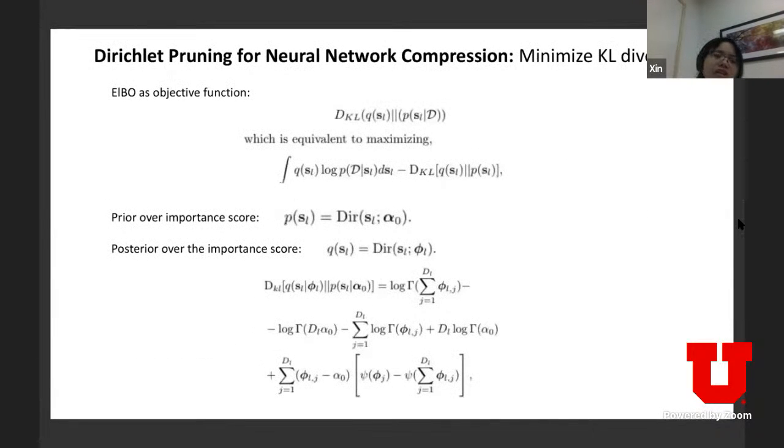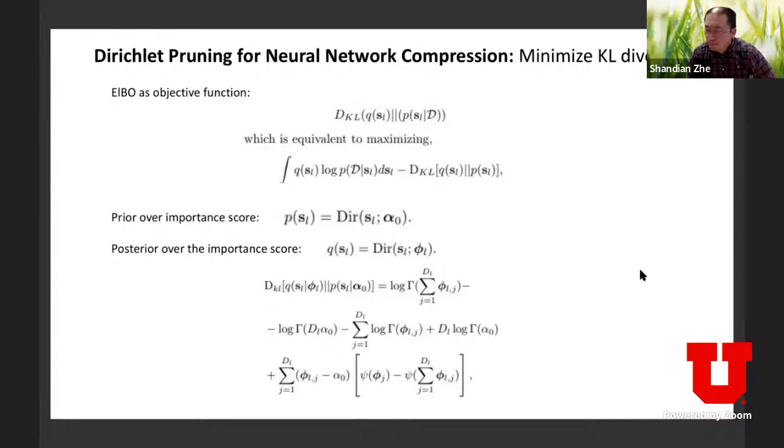So for the Dirichlet pruning, there is not much difference. It also uses the same objective function, and the difference is the prior and the posterior for the parametric importance score. So here the SL is the gamma in the previous paper. But why do they assign a Dirichlet prior? That's what I didn't understand well. And also the dimension. What's the dimension of the Dirichlet prior?